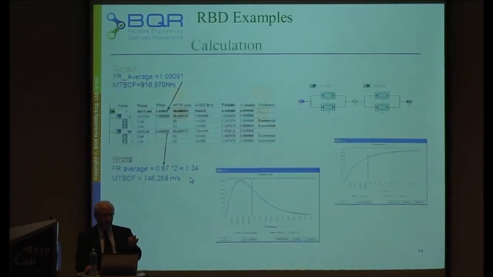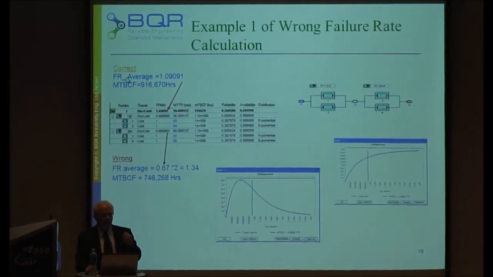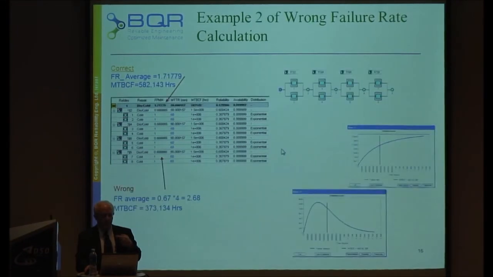But if we do that correctly, here we see that it's not. So the failure rate is this one, and the MTBF is 916. It's much more than the 750. If we do it this way, this is correct. So we get a higher MTBF if we do the correct calculations. If we have more, the error becomes bigger and bigger. So the correct calculation here is 582, and the wrong one is 373 if we just add the numbers.